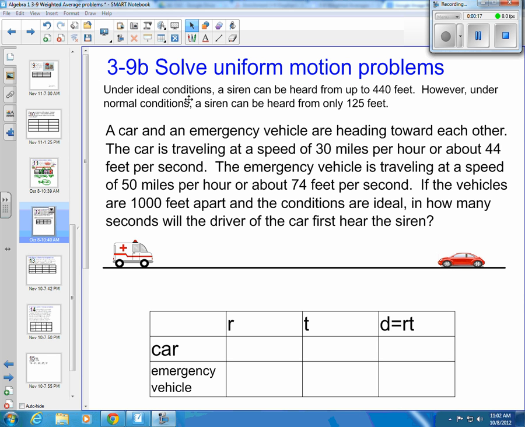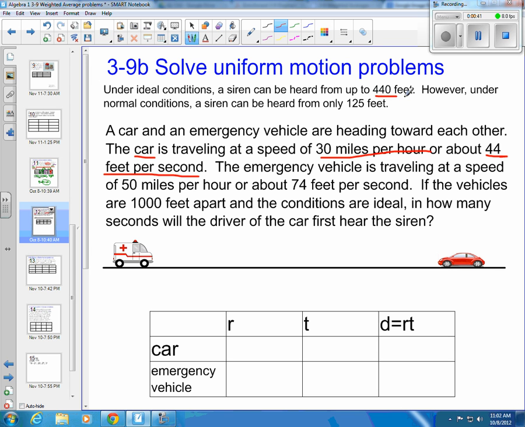Under ideal conditions, a siren can be heard from up to 440 feet. However, under normal conditions, a siren can be heard from only 125 feet. In this case, a car and an emergency vehicle are headed towards each other. The car is traveling at a speed of 30 miles per hour, or about 44 feet per second.